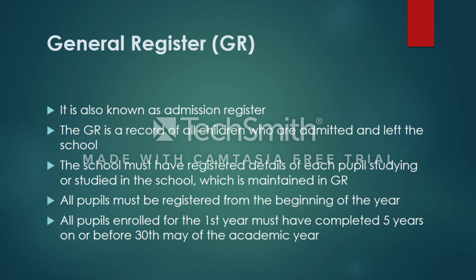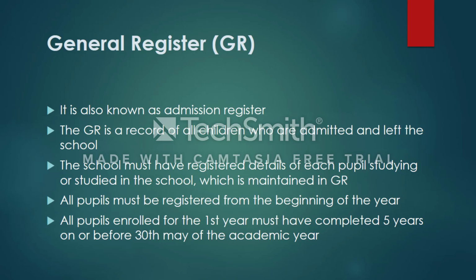Means the GR number is a record of the children who are taking admission and the students who left the school at the end of the year. The school must have registered details of each pupil studying or studied in the school, which is maintained in the GR. Means the school must have the registers of all the pupils' details, as well as given each register number, which is also maintained in the GR.